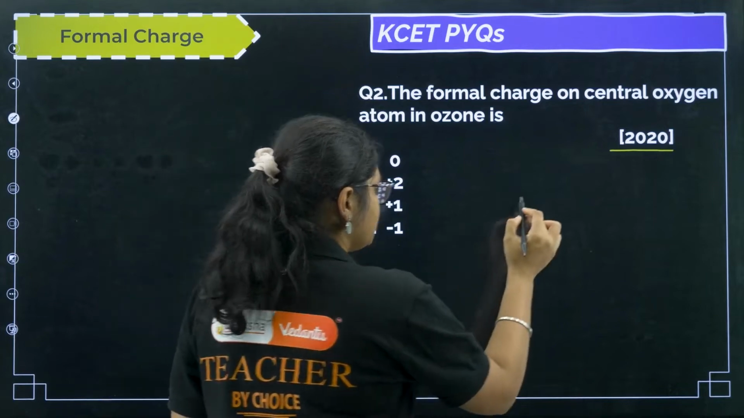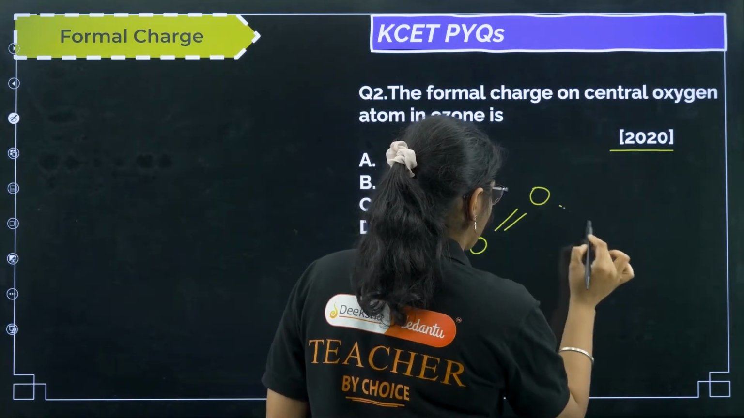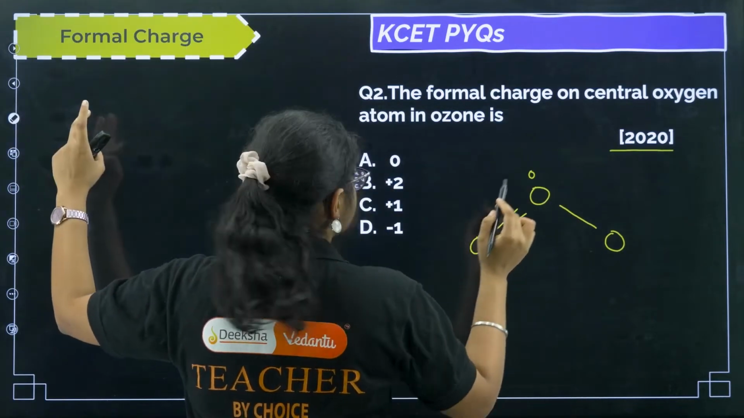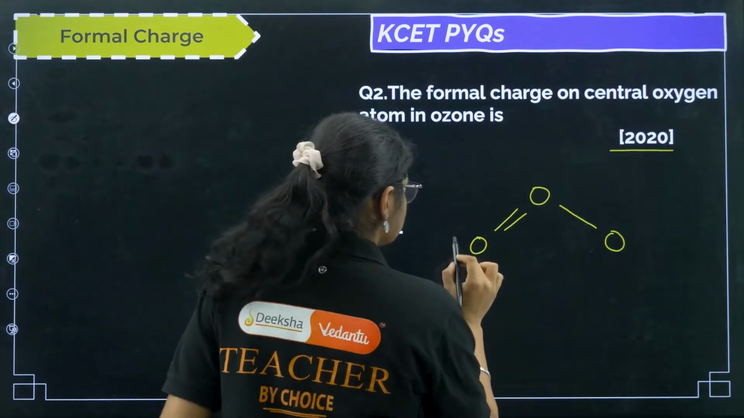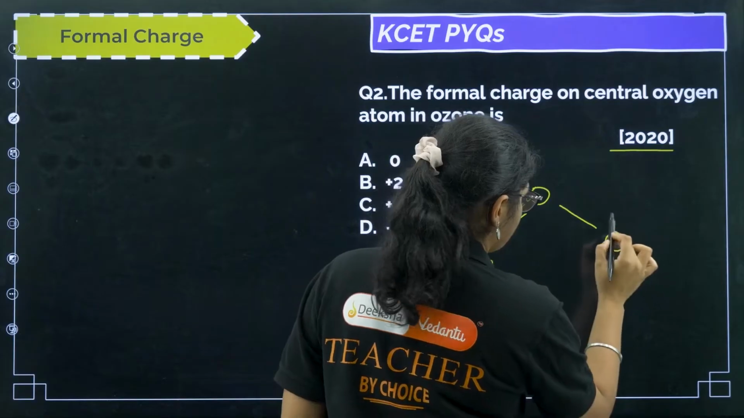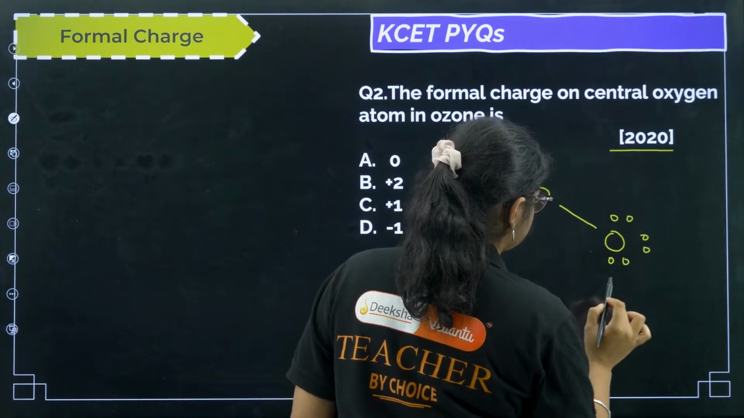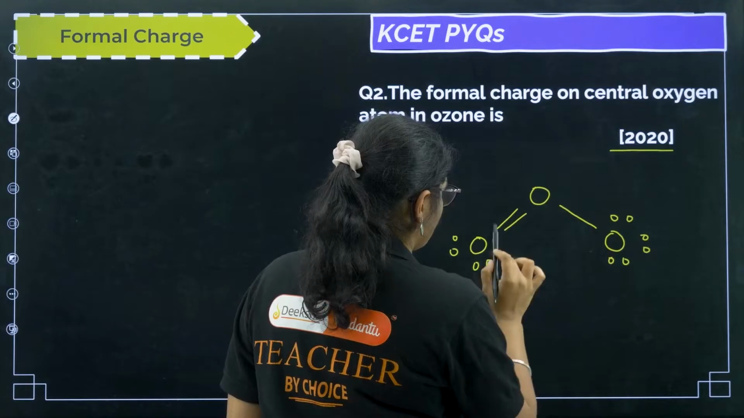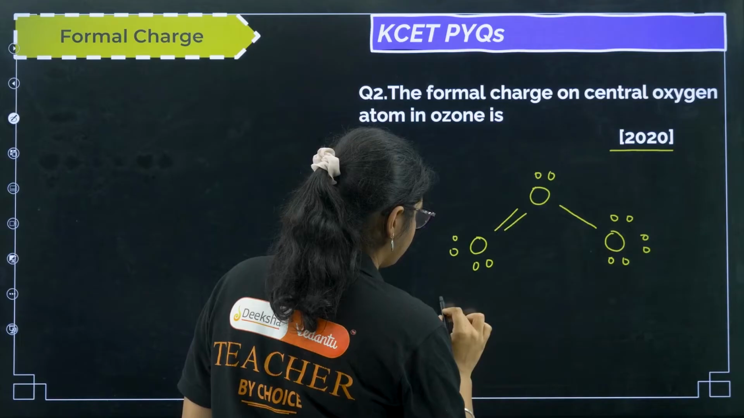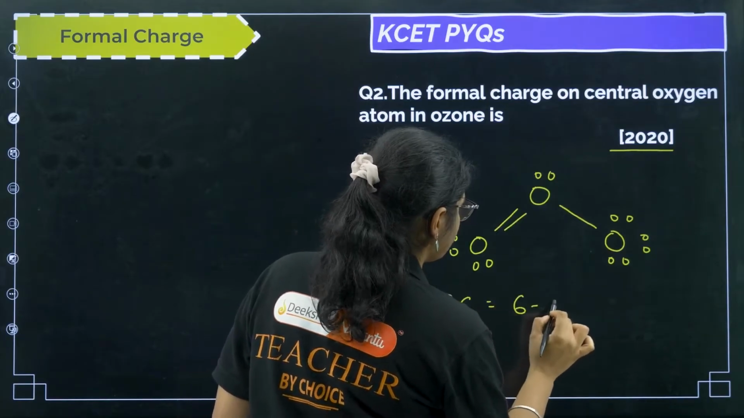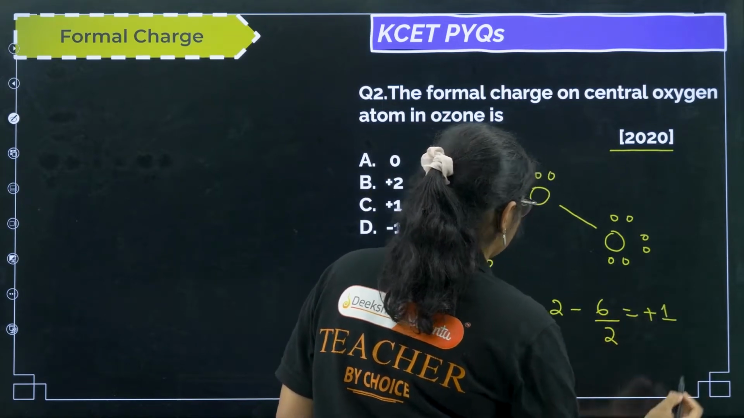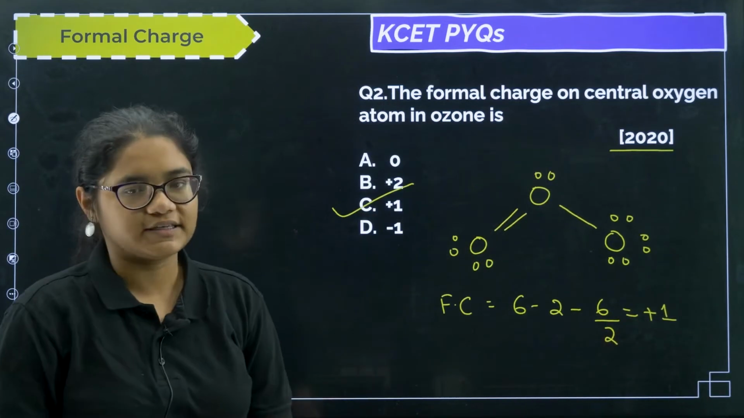Okay, so now if you see, we have ozone. So I can draw the structure like this. I have 1, 2, 3, 4, 5, 6, 7, 8, 9, 10, 11, 12, 13, 14, 15, 16. So its octet is satisfied. Here also octet is satisfied, here also octet is satisfied. Central oxygen, if I want to calculate the formal charge, it is 6 minus 2 minus 6 by 2, right? So I can get this one as plus 1. So the correct answer will be option number C here.